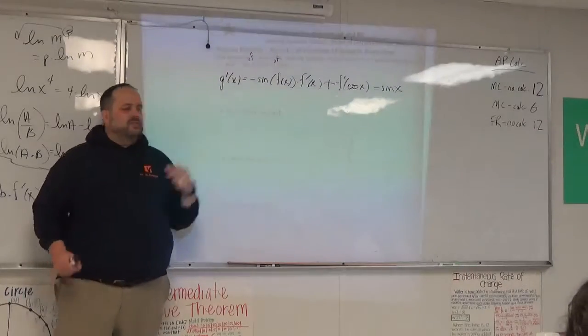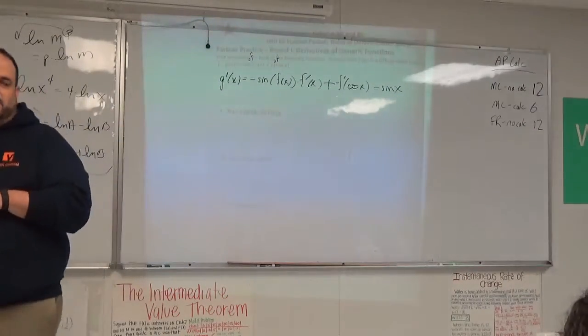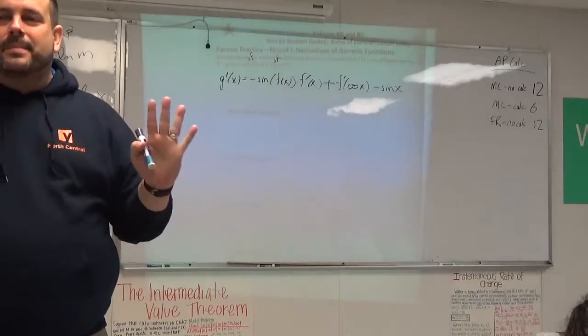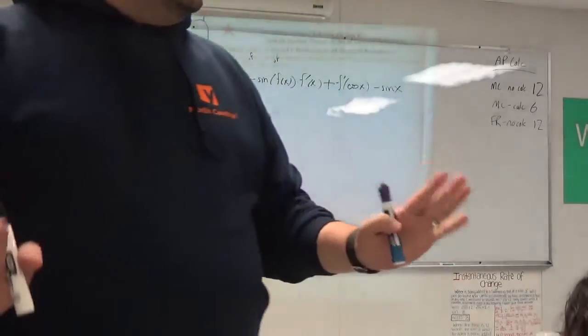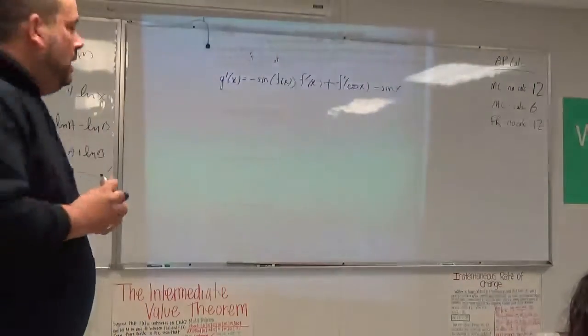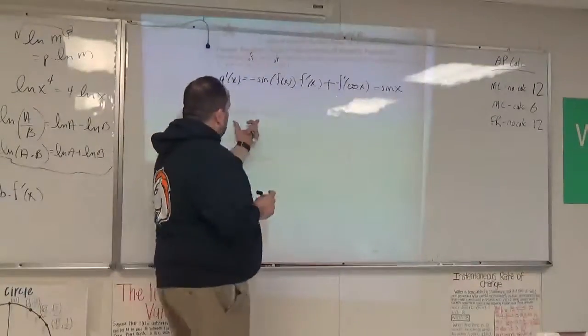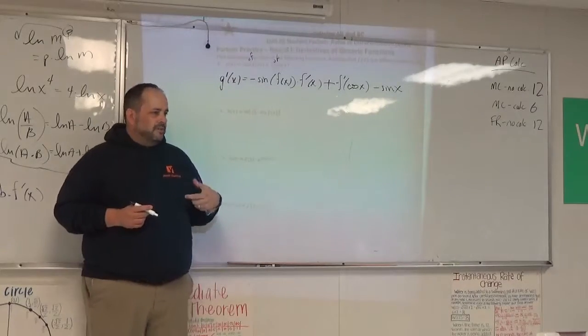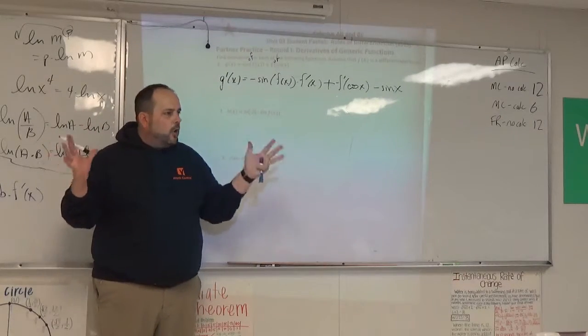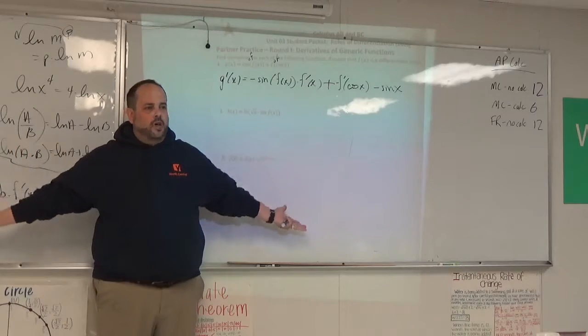Natural log of the square root of x times sine of f of x. I just walked around. I did not see anybody make a smart opening move here. Aaron, what's the smart opening move? Put it all 1 over the whole thing. Okay, that means you're already taking the derivative. There's a really smart opening move that's going to save you so much time.